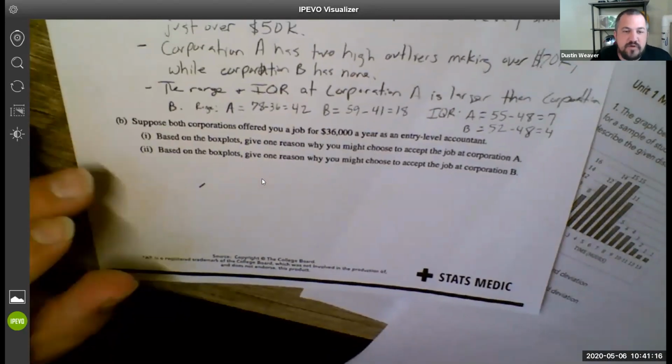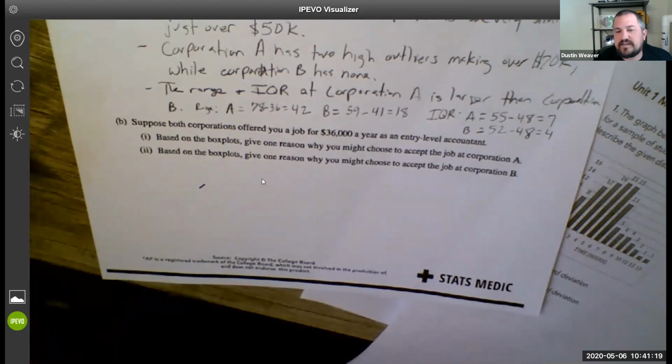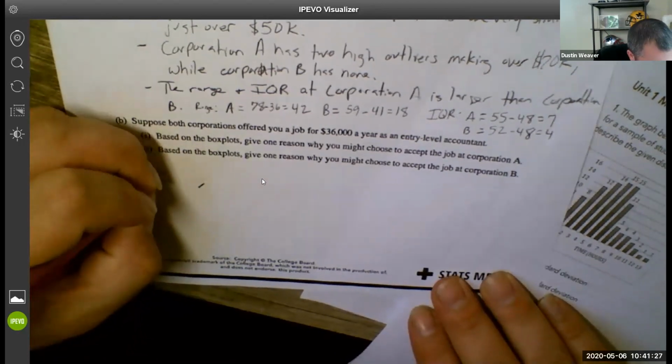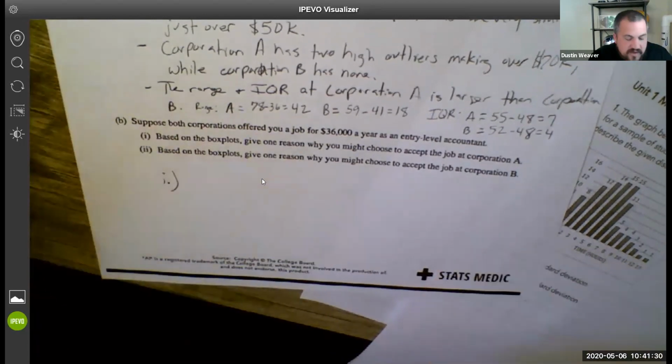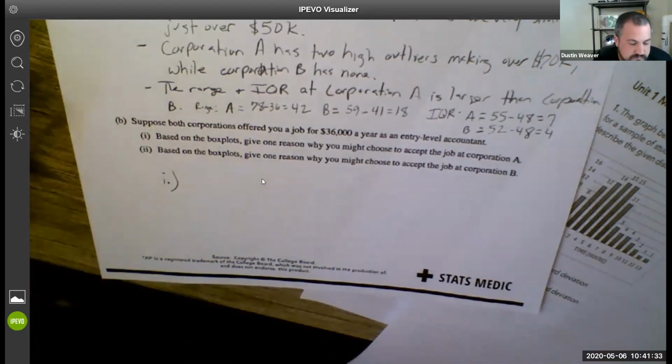In B, suppose both corporations offered you a job for $36,000 a year as an entry-level accountant. Based on the box plots, give one reason why you might choose a job at Corporation A. So what's a reason why you would choose a job at Corporation A? Anybody, you can tell me through chat or you can unmute yourself if you want to. Either way is fine. But why would you want to take a job at Corporation A?